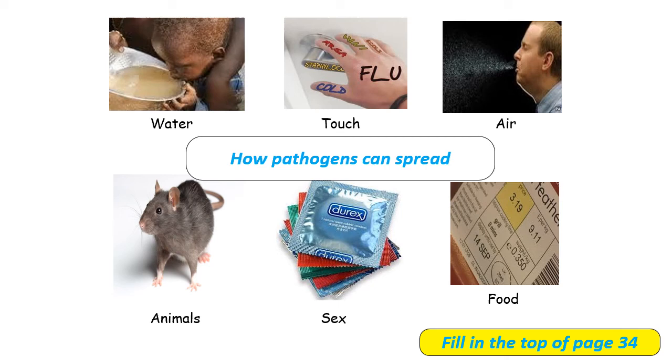Sex, so sexually transmitted diseases are spread through sexual intercourse. And finally, food. A lot of food, if it becomes contaminated, if it's reheated, if it's out of date, pathogens can spread through food. Could you please fill in the top of page 34? At the top of page 34, there are 6 spaces to enter these answers, and the answers are all on the screen: water, touch, air, animals, sex, and food. You want to pause the video and fill that in just now.